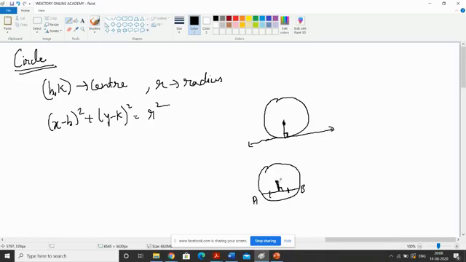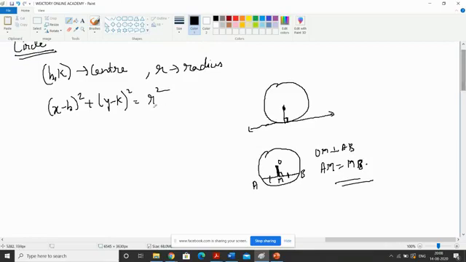If you draw a perpendicular on any chord, then that perpendicular will bisect the chord as well. So if OM is perpendicular to AB, it will bisect the chord. Hence AM will be equal to MB. This is the property we'll be using while solving questions.